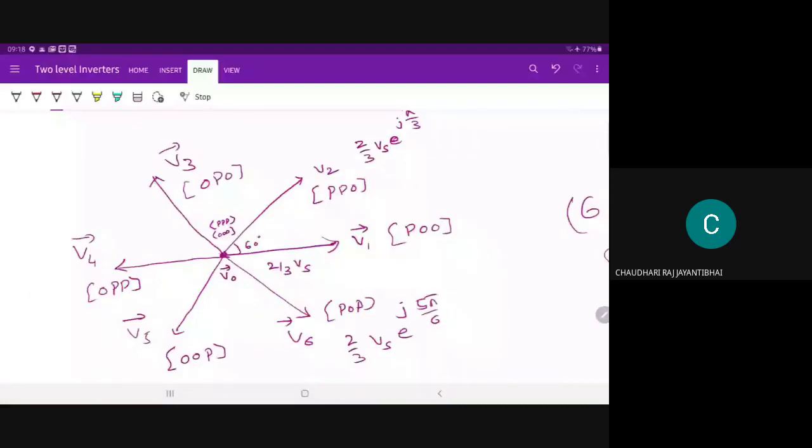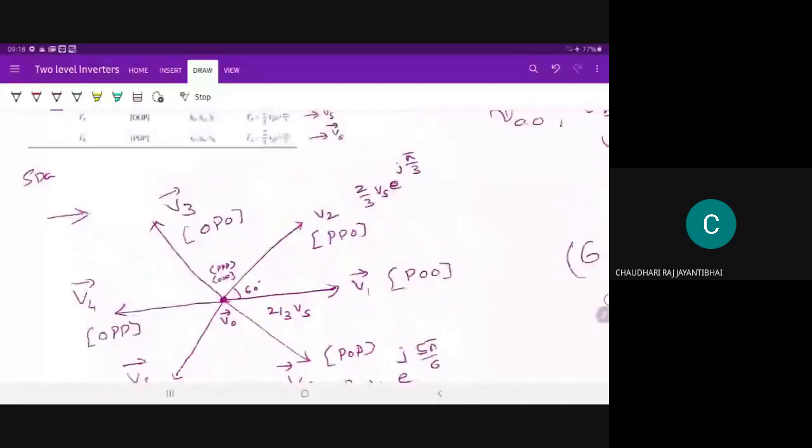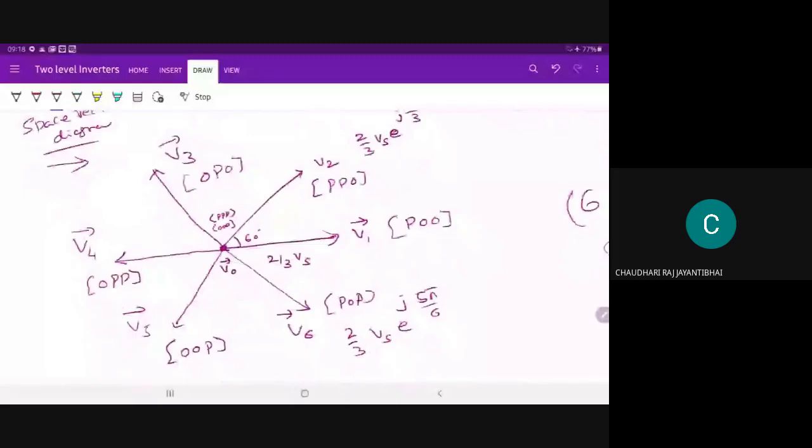Is it clear? So we defined 8 space vectors. Out of the 8, 2 are zero vectors and 6 are active vectors. Right. These active vectors together form what is known as the space vector diagram. Is it clear? So by connecting these, you will get some kind of shape, something like this.